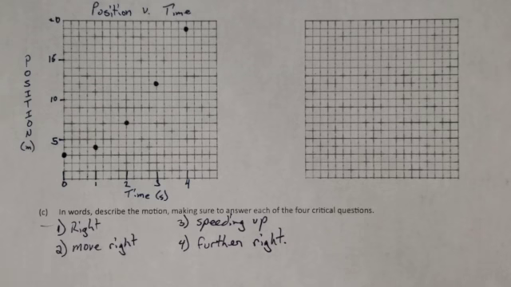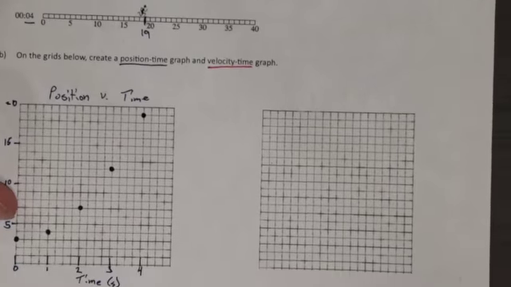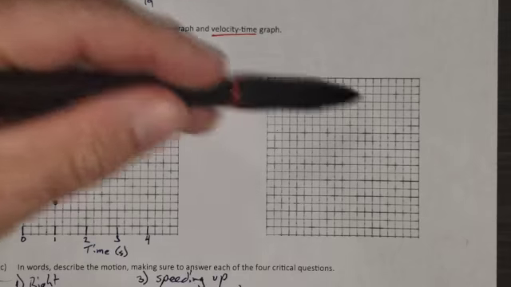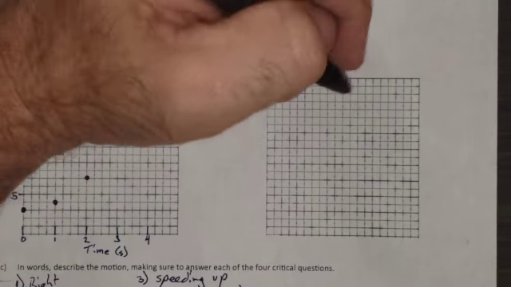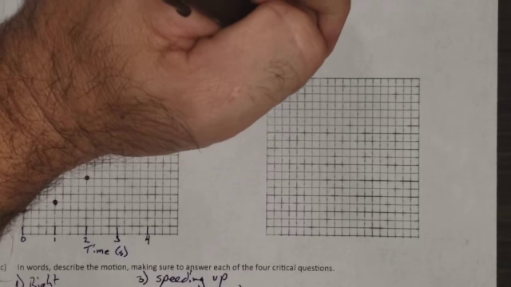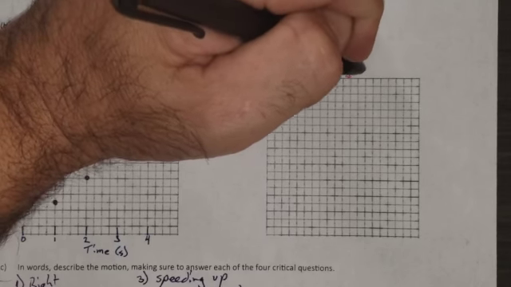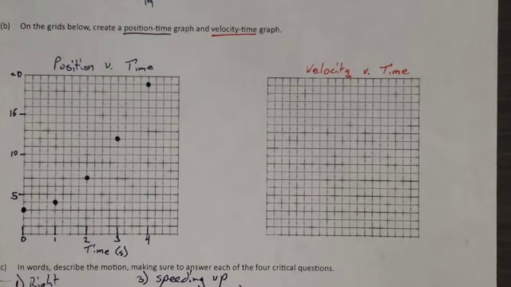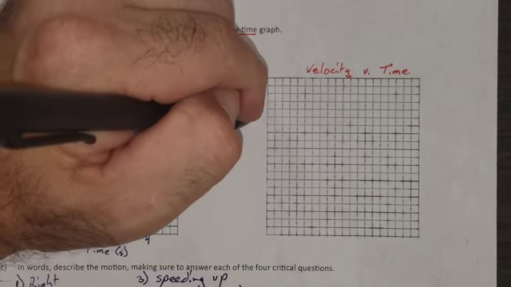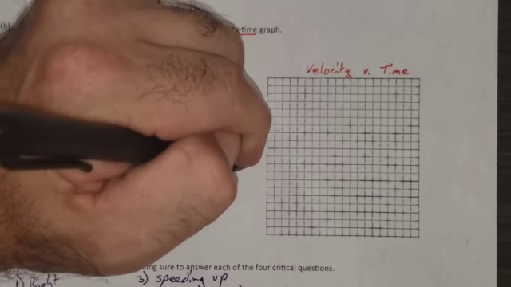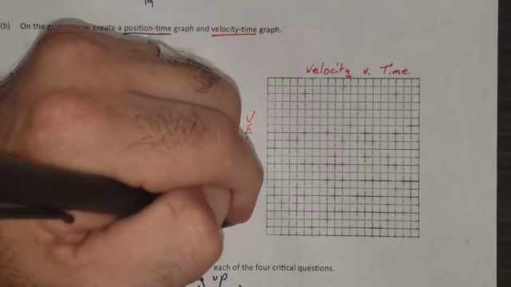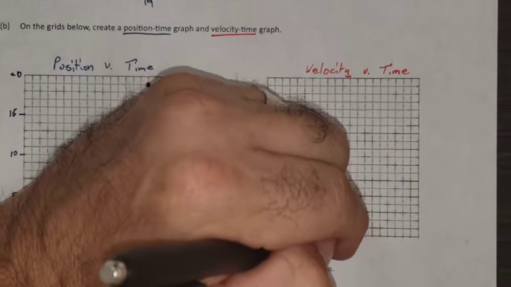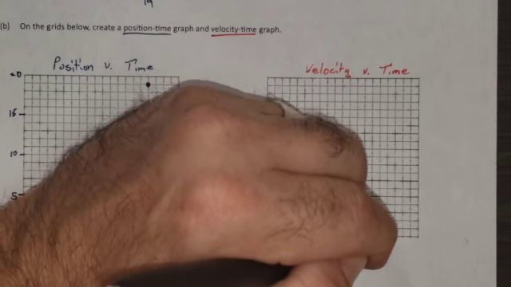Okay, so now let's go back and do our velocity versus time graph. So this graph is going to be done very similar to the position versus time. So our title is velocity versus time. Now, instead of having position along the vertical axis, we're going to have velocity, and this is going to be measured in meters per second. We're still going to have time as our horizontal axis, and that's measured in seconds.